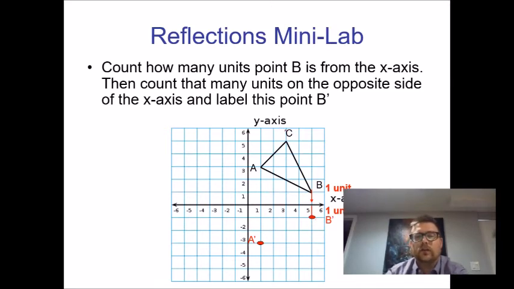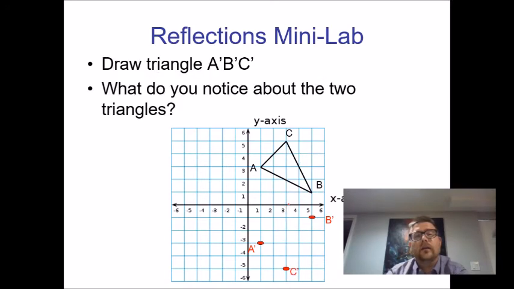Last one, here it is. Let's look at C. C is 5 units above the x-axis. So where should C prime be? 5 units below. Okay? You connect your points, and it gives you the reflected triangle A prime, B prime, C prime.